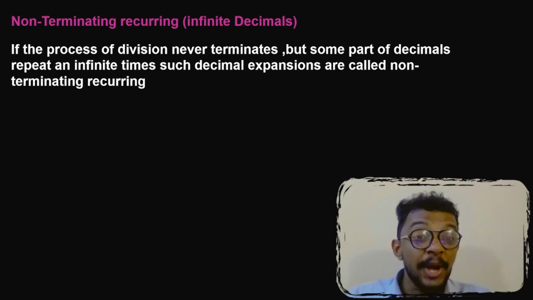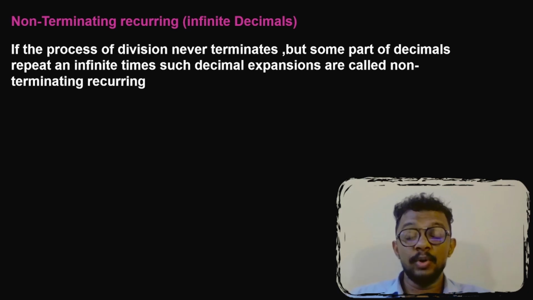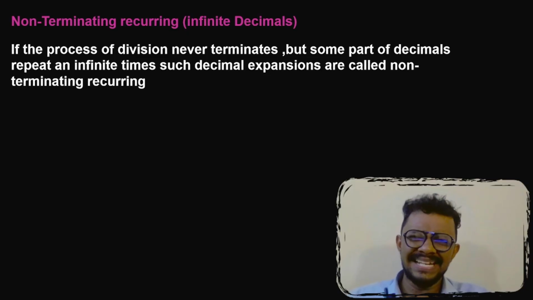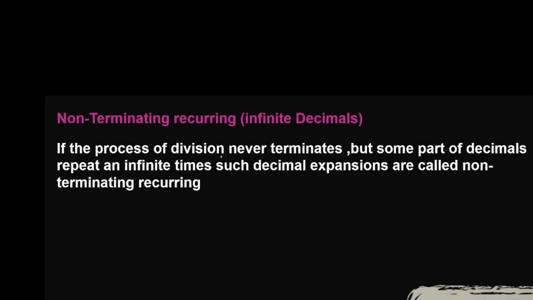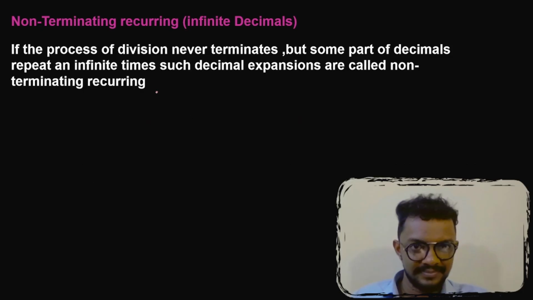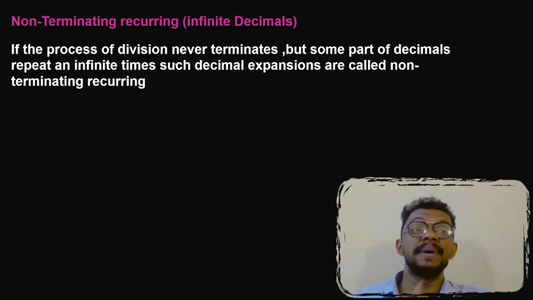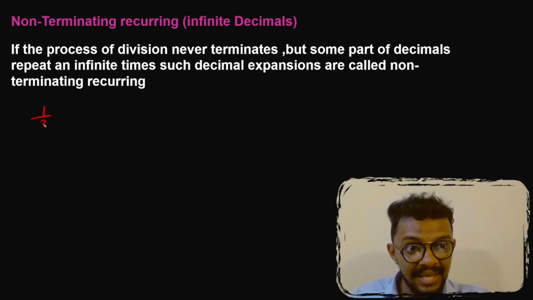It's time to discuss non-terminating recurring or non-terminating repeating types of decimals. Okay, what does that mean? If the process of division never terminates, but some part of the decimal repeats infinite times, such a decimal expansion is called non-terminating recurring. And for some rational numbers, the decimal expansion is non-terminating recurring. For example, 1 by 3.